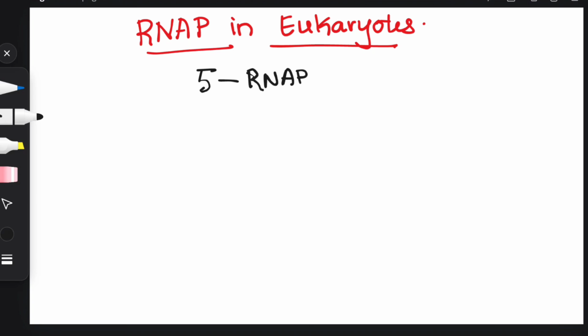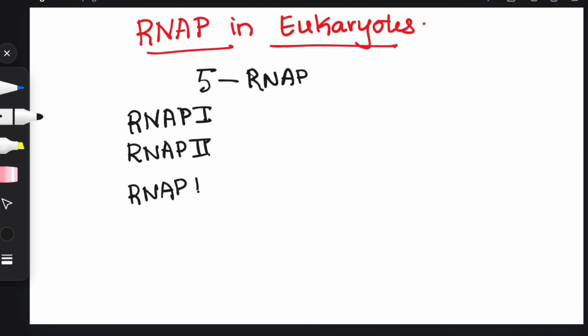In that, there are 3 major types of RNA polymerase, that is RNA polymerase 1, RNA polymerase 2, and RNA polymerase 3. These are the 3 main RNA polymerases.